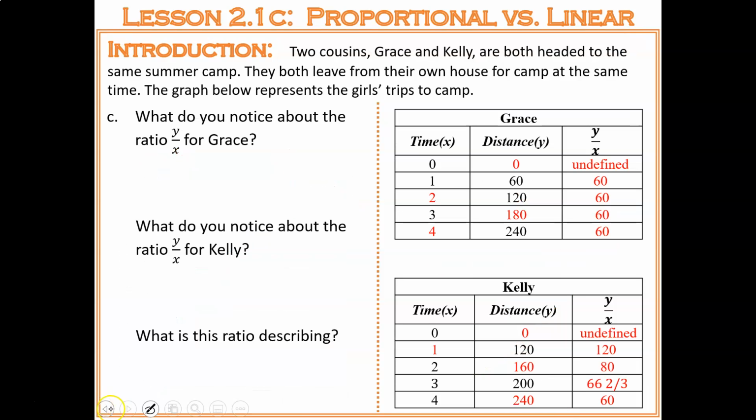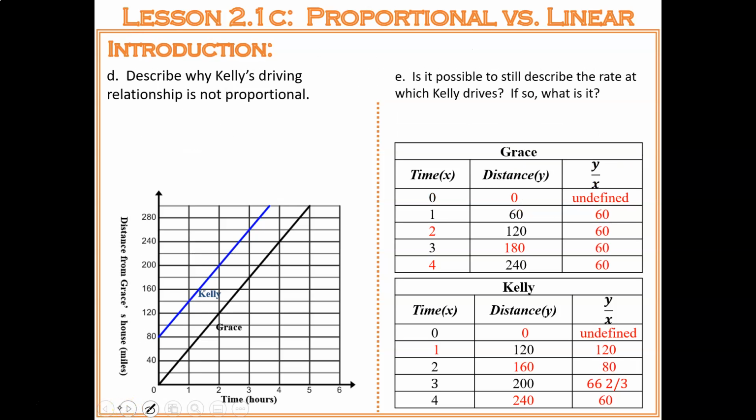Okay, so I want you now to skip to D. I told you we were going to skip around. We talked about what makes a relationship proportional. We said it has to be a straight line, it has to be a constant rate. The most important thing when looking at these is it has to go through the origin. So if you look at these two girls, only one of their trips goes through the origin, and that's Grace.